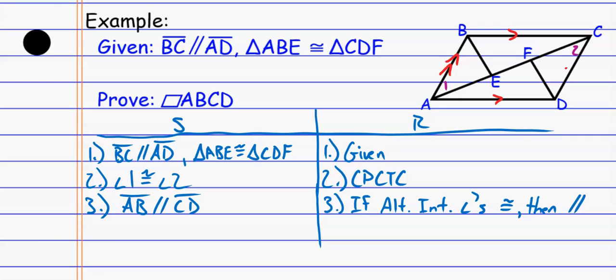And now from here, here's what I now have. I have these guys are parallel. Well, I have both pairs of opposite sides parallel. Well, that's the definition of a parallelogram. So now I can immediately go to saying that, hey, I have parallelogram ABCD, and that's because of the definition of a parallelogram.